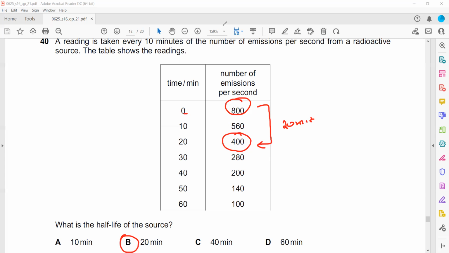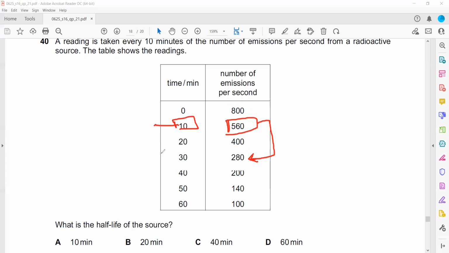Same thing, you can take any other value. It's not necessary to use 800. For example, you took 400. The reason I'm taking even numbers is because they are easy to divide. Or you took 560. What is half of 560? That is 280. So this went from 10 to 30. How much duration? 10 minutes to 30 minutes, the duration is actually 20 minutes. So it took 20 minutes to become half of its original value. So that's why B is the right answer.